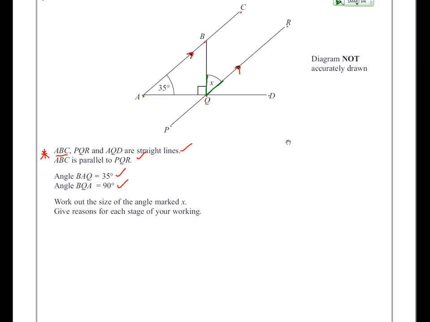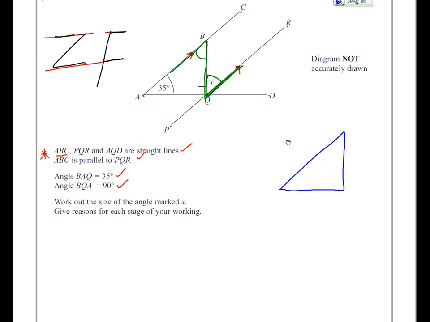So let's think about how we're going to do this. Can you see the parallel lines? You might have been taught parallel lines across like this. It doesn't matter if you spin them round. You're looking for Z's and you're looking for F's. Okay. Now, can you see the Z that we've got here? It's a Z angle. So that means this green one is the same as what X is. And can you notice we've got a triangle here, which is a right angle triangle. So we're going to think, well, this is 35.